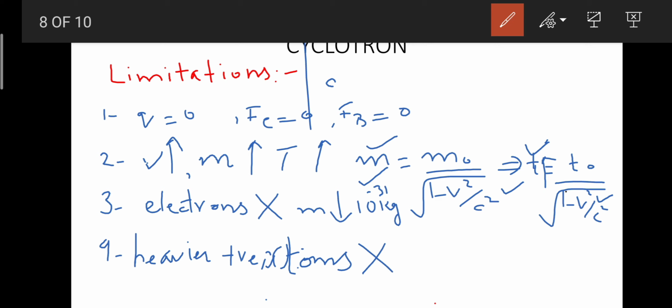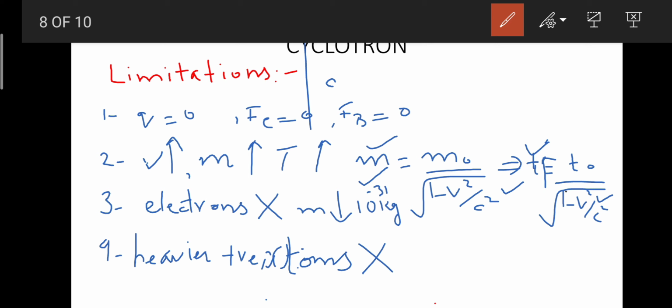But when the velocity has reached a value comparable to the speed of light, what is going to happen? Time period will increase. When time period increases, ultimately E and V will no longer be synchronized. They will get out of step, and ultimately the velocity gets reduced. So for the heavier positive atoms, we cannot use the cyclotron effect, right? So because of these limitations, cyclotrons are in less usage.